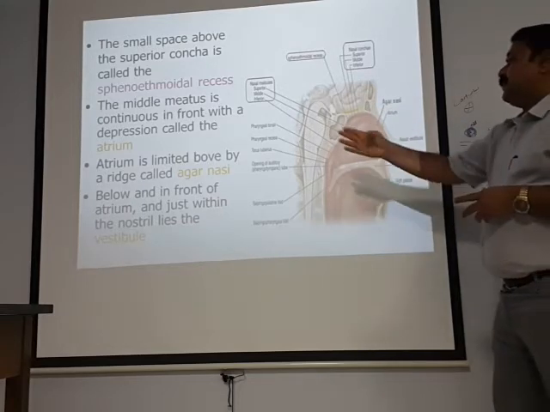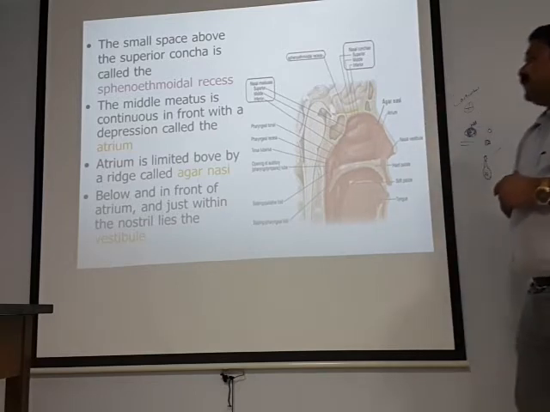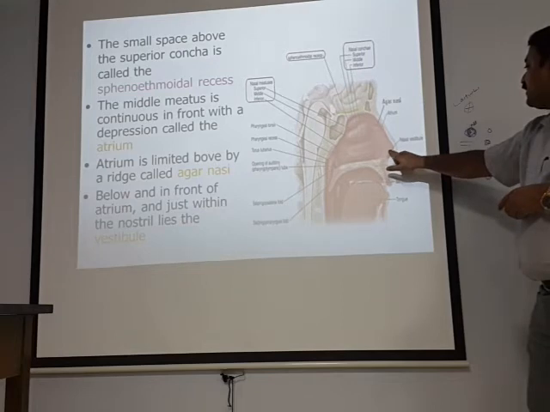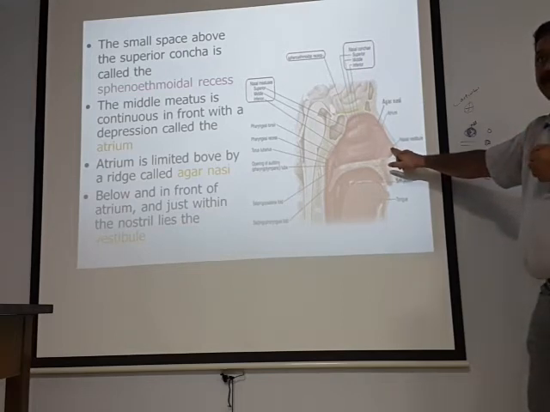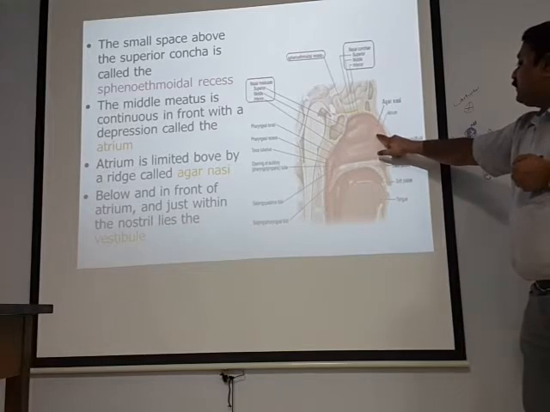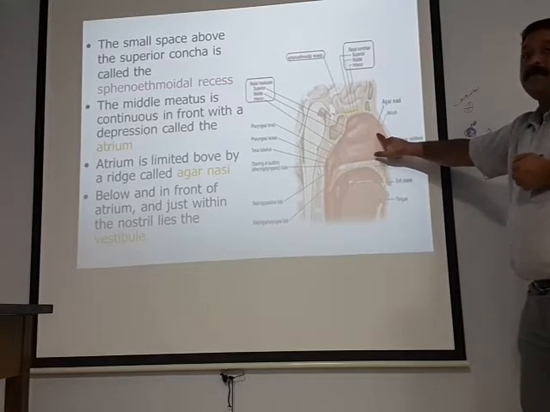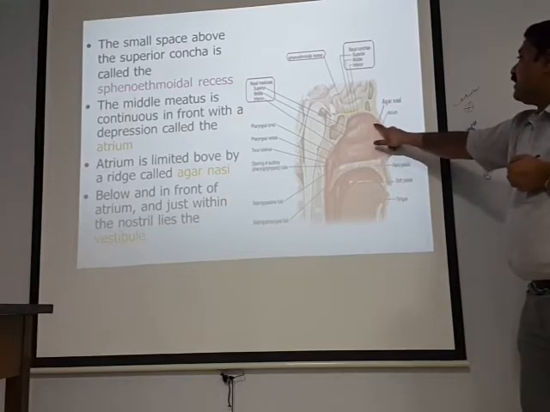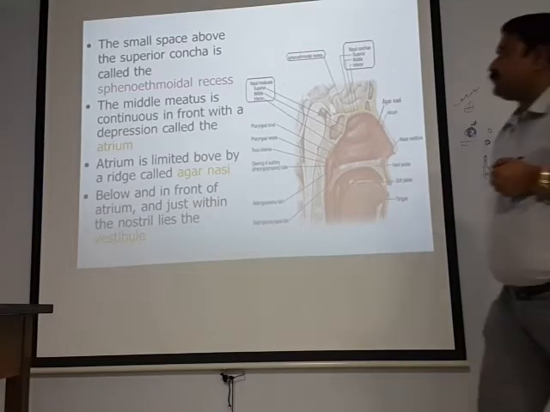Below and in front of the atrium, just within the nostril, lies what we call the vestibule. A small depression. So the vestibule, the atrium, in front of the middle meatus and the agger nasi.